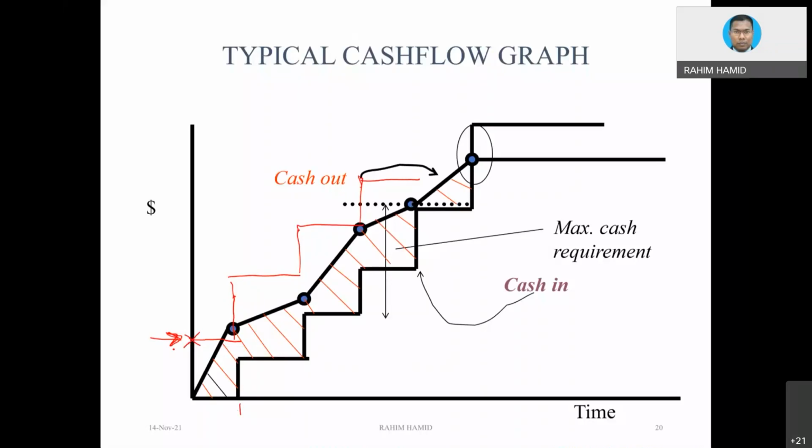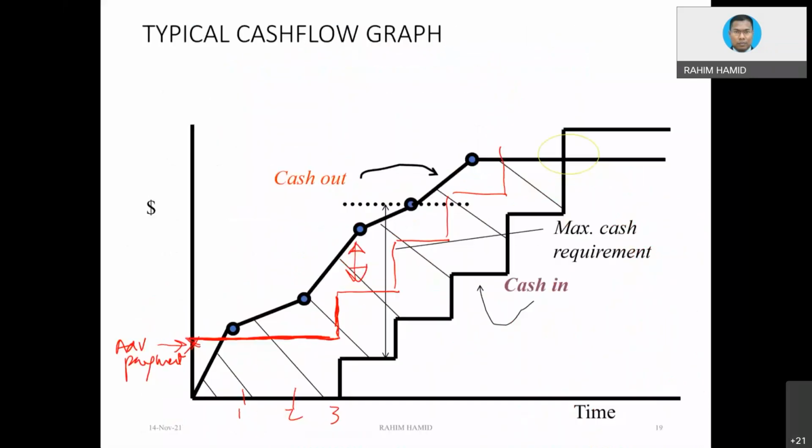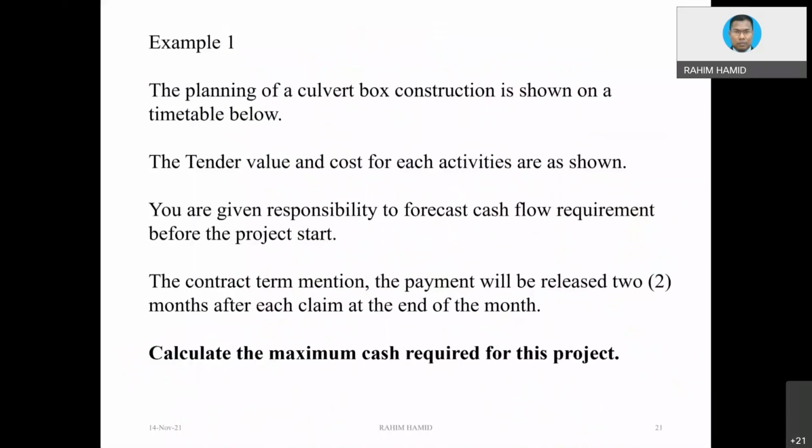So those kinds of factors either influence the cash out line or influence the cash in line. But at the end of the day, we can see the difference would be how much cash is required, which could be worse or in a positive situation. All right. Now we go into the first example.